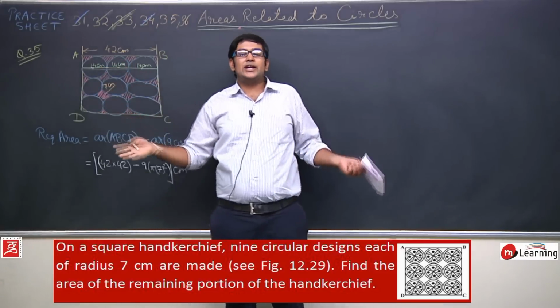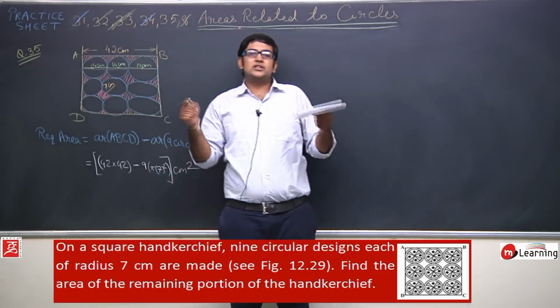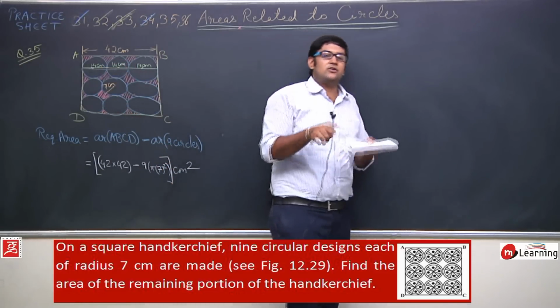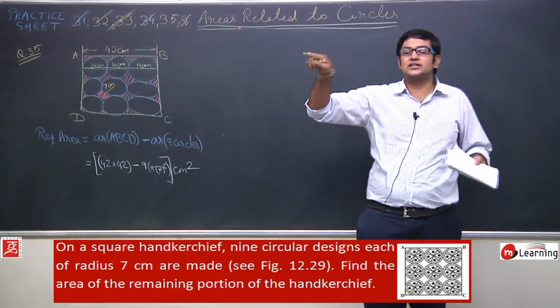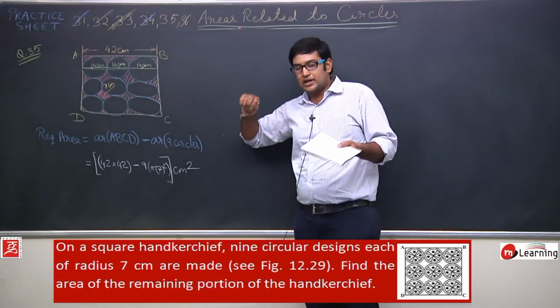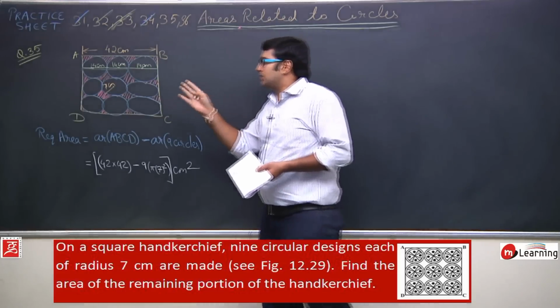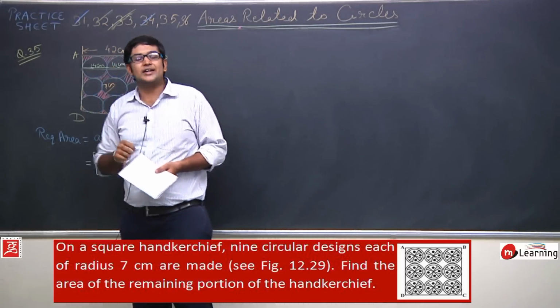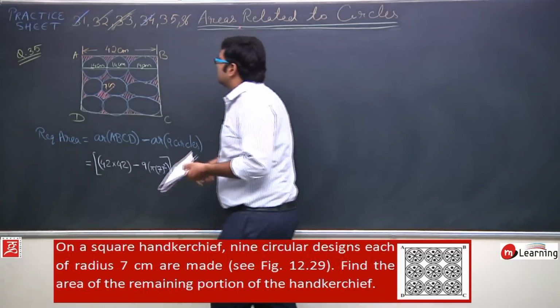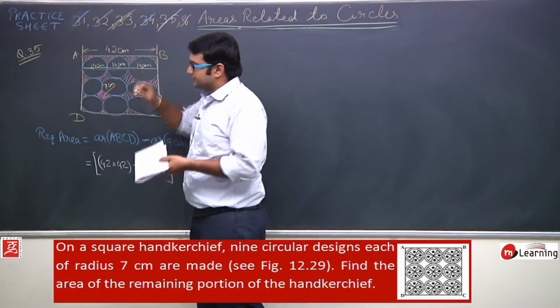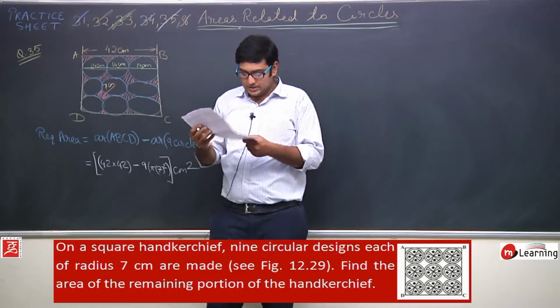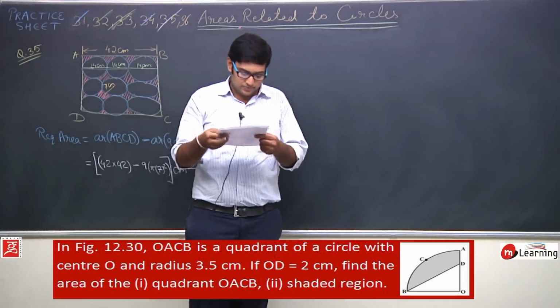It may happen that you get a question in the exam with a triangular handkerchief, and on the triangular handkerchief there are squares joined in this way. So you need to analyze how to determine the unknown quantities. So this is the solution for the 35th question. Let us discuss the 36th question also.